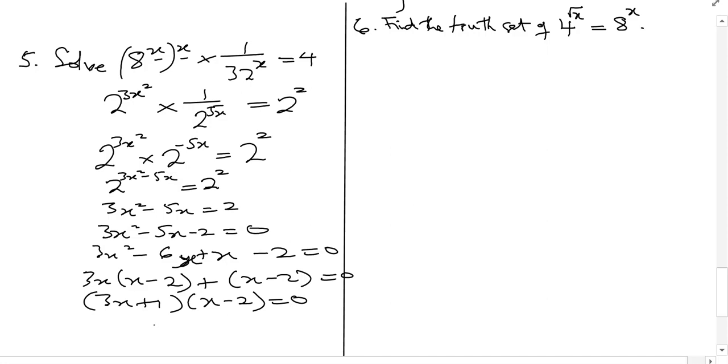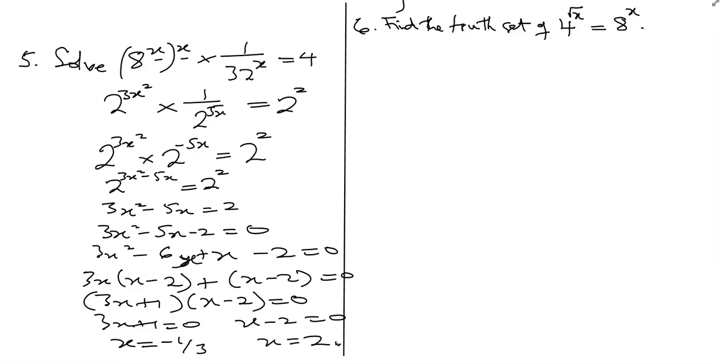And this is telling us that 3x plus 1 is equal to 0 per the axiom. And from this side, our x is equal to negative 1 over 3, and x is equal to 2 over here. So x has got two values, which is negative 1/3 and 2. Now let's look at the second question.